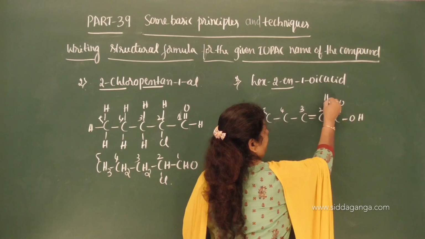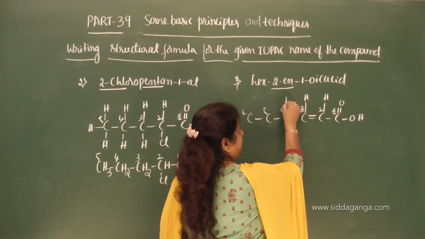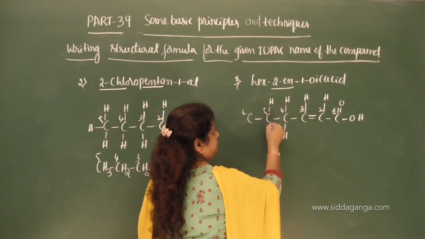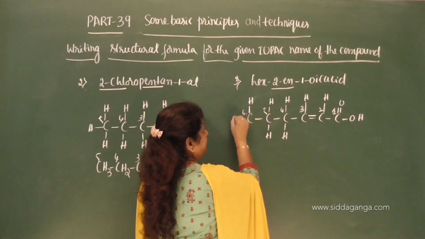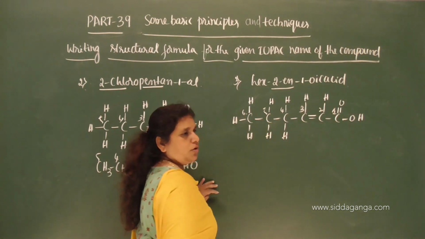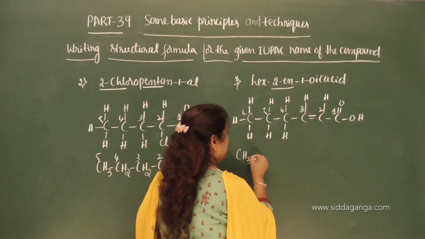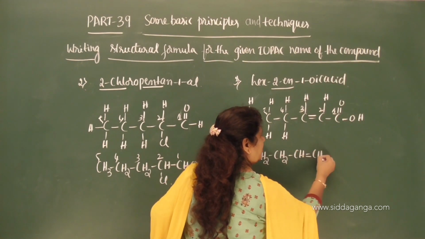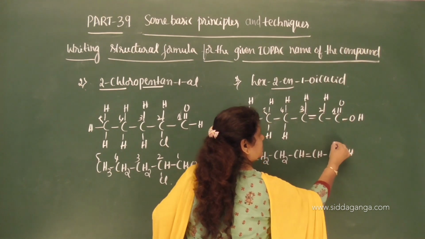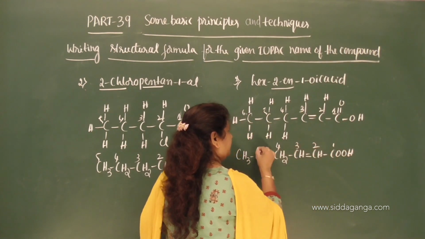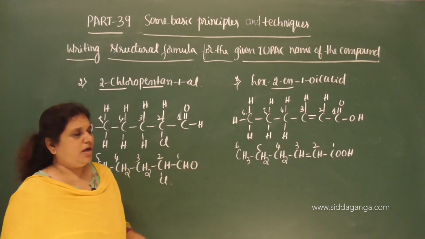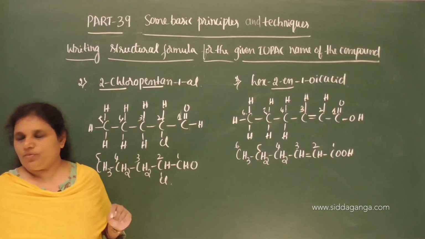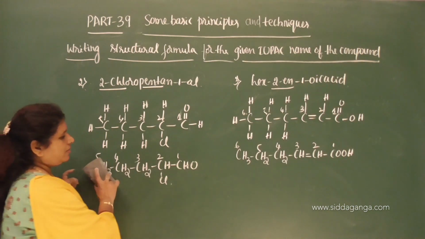3 bonds, only 1 hydrogen. 3 bonds, only 1 hydrogen. 2 bonds, 1 and 2, left with 2 bonds, so 2 hydrogen atoms. And 3 hydrogen atoms, as it is forming only 1 bond. Then what is the molecular formula? CH3, CH2, CH2, CH double bond CH, COOH. 1, 2, 3, 4, 5, 6. Okay, and that is the structural formula of hex-2-ene-1-oic acid. Now move on to the next example.